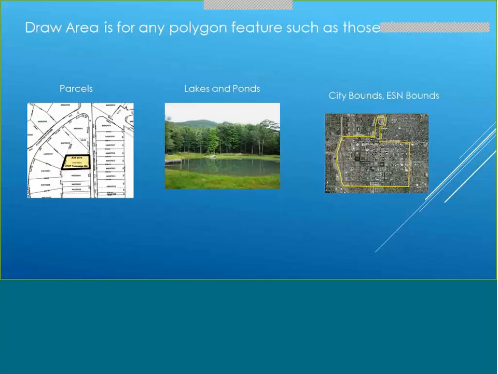And the third one is draw a polygon feature. This is when you're putting things out there that are closed polygons, where you need to know the outside boundary, the acreage, or the square footage of something. That includes parcels, lakes and ponds, your city boundary, ESN boundary, township boundaries, corporate boundaries, anything that would have a unique fill so you can do some additional searches inside those boundaries as well. If you wanted to know the number of addresses inside a boundary, you'd want to draw it as a polygon.